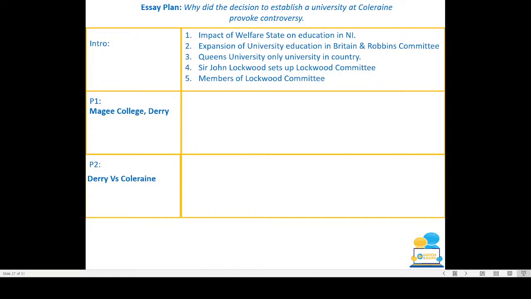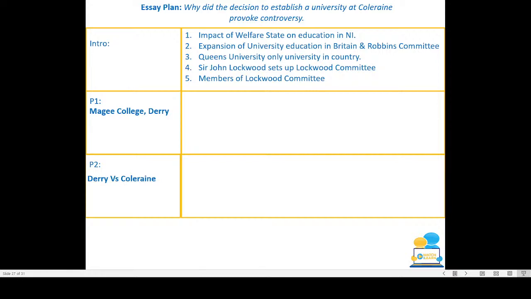We'll highlight the fact that Queen's University is the only university in the country, and after the impact of this welfare state, we see more people trying to access third level education. We'll look at Sir John Lockwood setting up the Lockwood Committee, and then we'll finish with the ratio of members of the Lockwood Committee, and we're always linking back to this word, controversy. So that's why it was controversial. There were no Catholics actually represented at this committee.